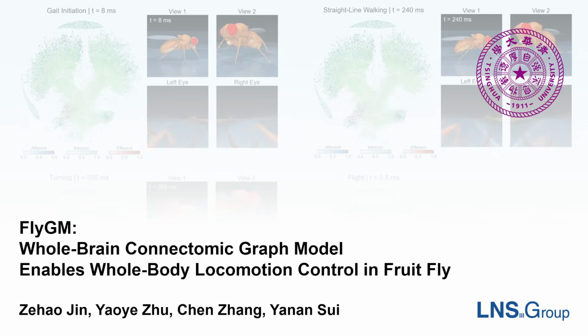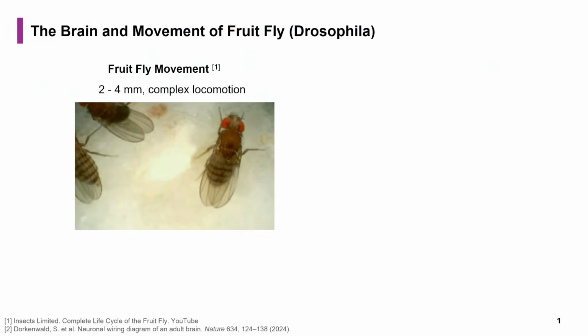Hey everyone, here we introduce FlyGM, a whole-brain connectomic graph model that enables whole-body locomotion control in the fruit fly. Let's start with the motivation.